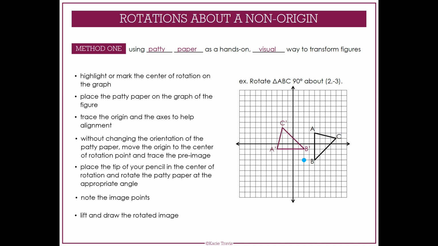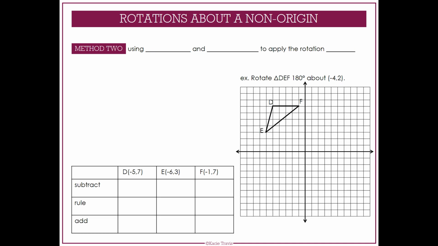All right, so that's one of our ways. Now, the other way is using a more math oriented way. So we're going to have to probably use a table, get some scratch paper out, and then hold it down. With this, we use addition and subtraction to apply our previous rotation rules. So we're going to rotate this triangle over here 180 degrees around this center.